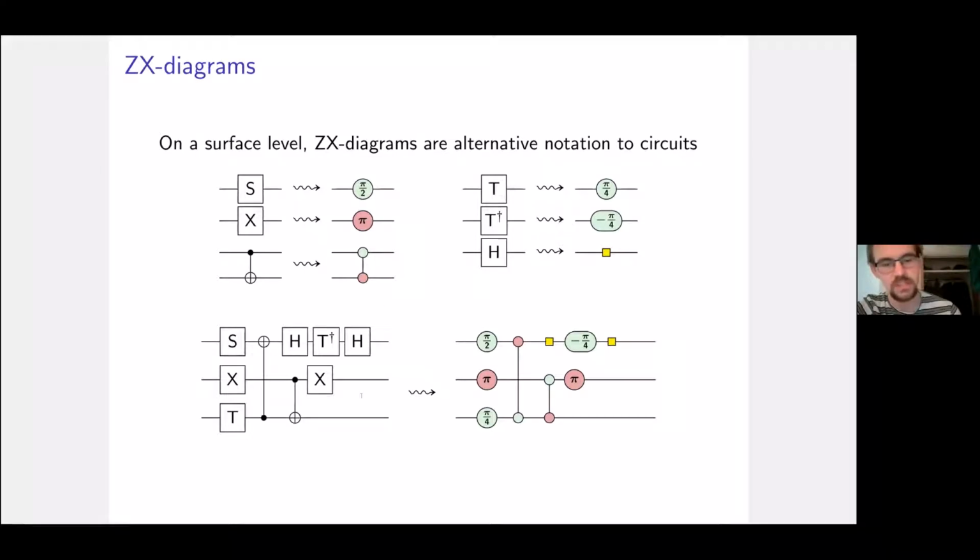Translating a quantum circuit to a ZX diagram is just: you take each of these gates, you replace them with the corresponding diagram, and then you connect them in the same way.